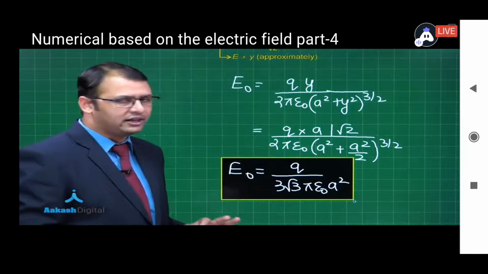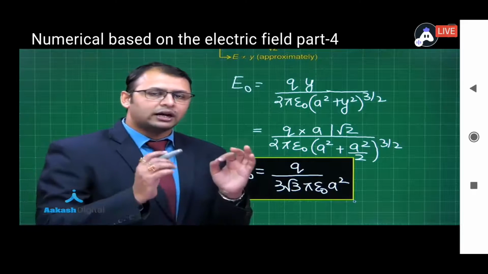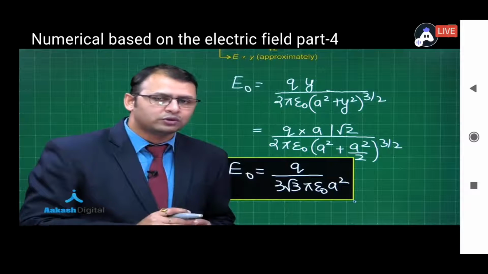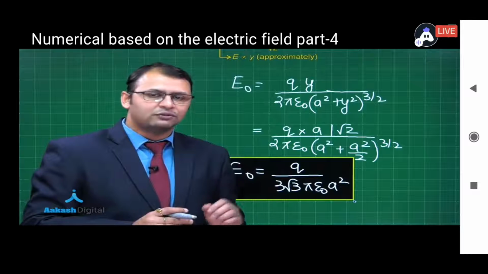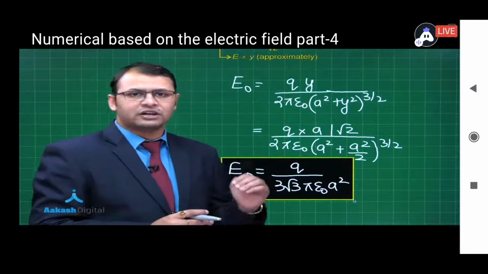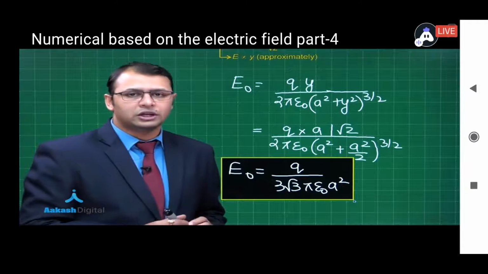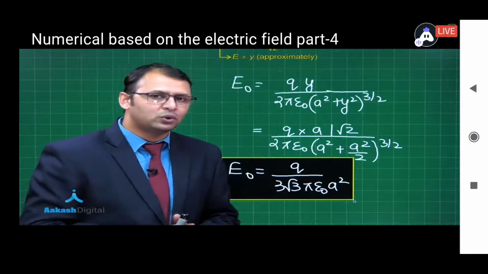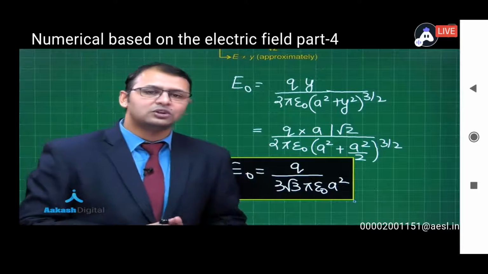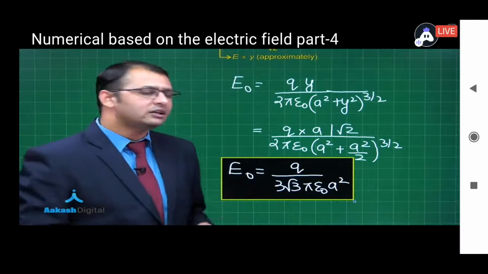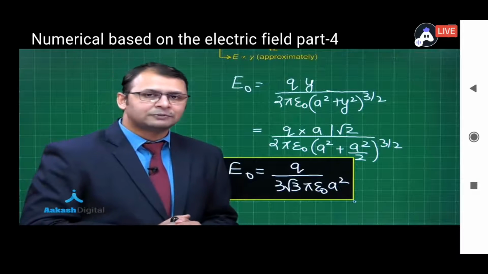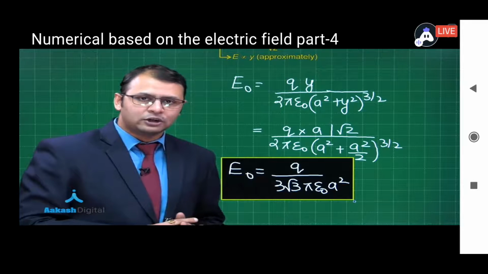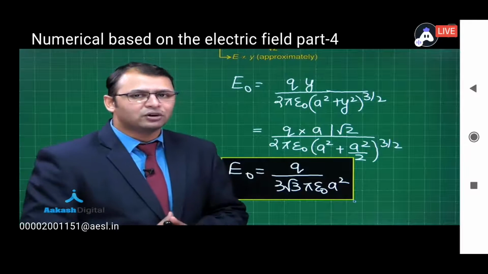So 3 important highlights. 1. At y equals a by root 2 will be the maximum electric field. 2. The graph will be a curve. It will rise from 0 to E naught at the position a by root 2, and then it will drop down and be 0 at infinity. And the third is, this is the value of maximum electric field possible in this case. I hope you have understood this part. Now let's move on to the second part of this question.